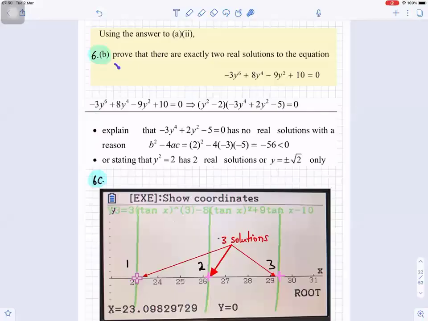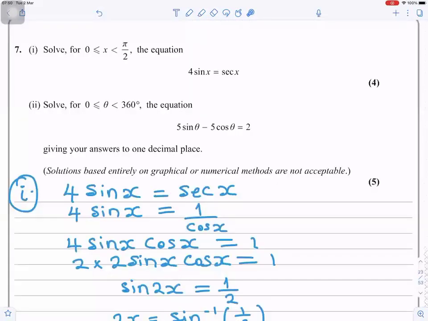So this is part 6b written neatly, showing that it has no real solutions, and you use b squared minus 4ac, you get minus 56, and there are 2 answers, plus root 2 and minus root 2. Question 7. Solve for 0 less than x less than pi over 2 for sine x equals sec x.